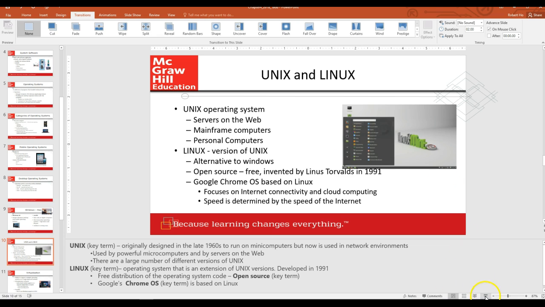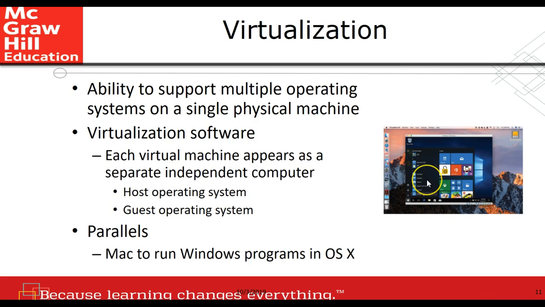Okay, let me see the next one. What's the next one here? Virtualization. Virtualization is basically the ability to support multiple operating systems on a single PC. So instead of having to purchase 2 or 3 different computers, you can run a virtual machine in the physical computer. For example, you see this one, you have an Apple Mac, and then on top of your Mac operating system, you can install Windows. How do you do that?